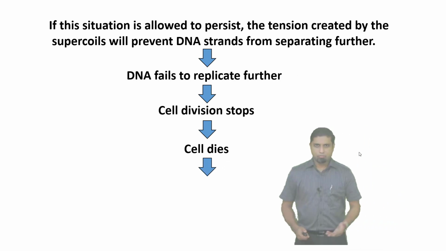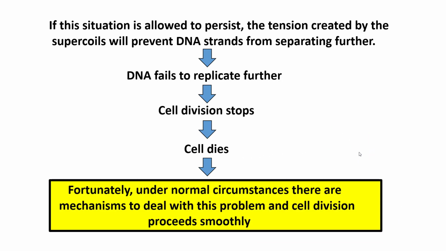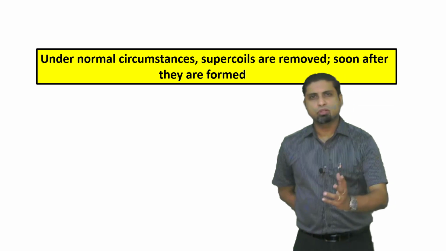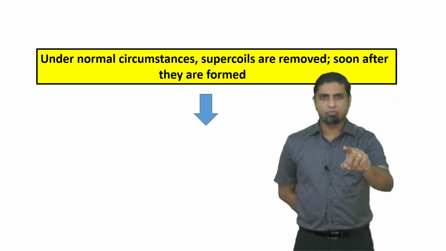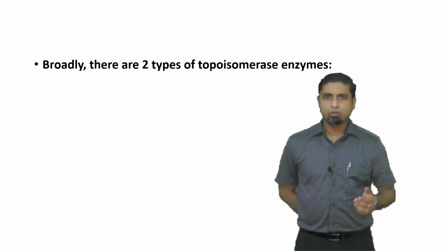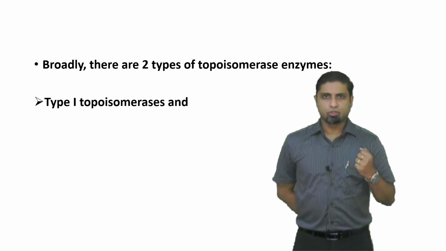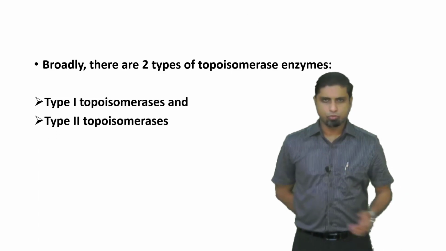Fortunately, this doesn't happen because the cell has developed mechanisms to overcome this sort of a situation, and cell division will proceed smoothly. What actually happens is that under normal circumstances, supercoils are removed soon after they are formed, and this is the function of DNA topoisomerases. So, broadly speaking, there are two types of topoisomerases, namely type 1 topoisomerase and type 2 topoisomerase.